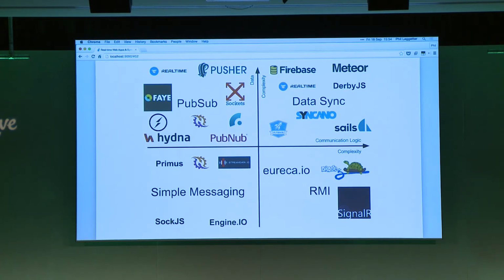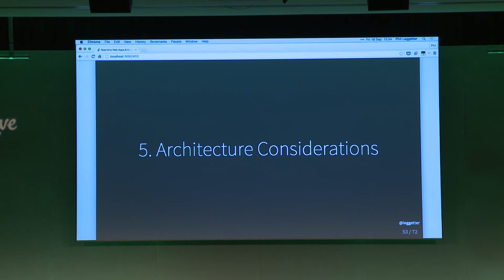What I would say is that some of these frameworks offer multiple types of functionality. So they'll offer RMI or RPC and pub/sub and data synchronization. So it might be that you want to actually have some RMI functionality and some pub/sub functionality, and you might find a real-time framework that offers that for you. Architecture considerations.